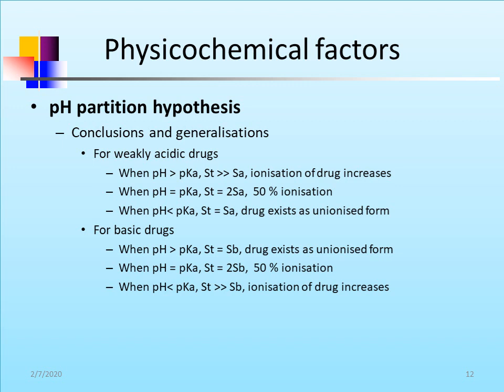In the case of basic drugs, when pH is greater than pK, St is equal to Sb and the drug exists in unionized form. When pH is equal to pK, St is equal to 2Sb and there will be 50% ionization. When pH is less than pK, St, that is the total solubility, is greater than the unionized form solubility and ionization of the drug increases.